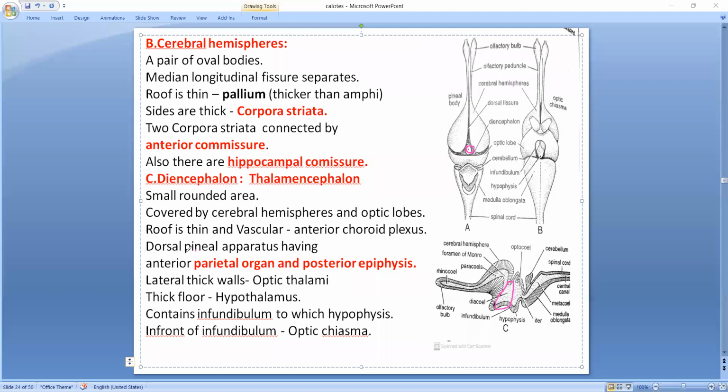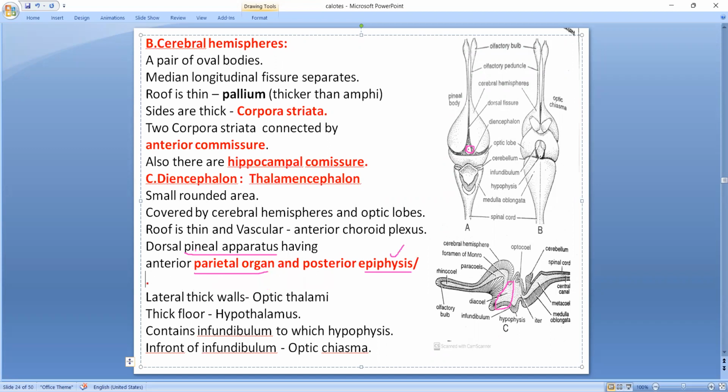So, in the dorsal region there is the pineal apparatus. The pineal apparatus contains a parietal organ and an epiphysis. Epiphysis is nothing but the pineal body. Pineal body, then, not gland. It is not that functional.